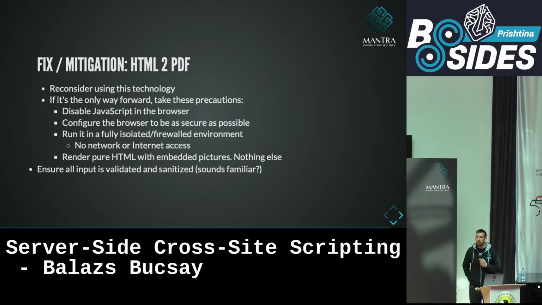Back to the HTML to PDF, I kind of gave you already the answer to this, what you can do with this to make it more secure. First of all, you should reconsider using these kind of technologies in full. It's really hard to make them secure, and probably the best way to go forward is not to use them at all. But obviously it's not always the case. You can't just drop a feature request whenever you like. So what you can do in the Chrome browser, you can disable JavaScript. That's going to help big time.